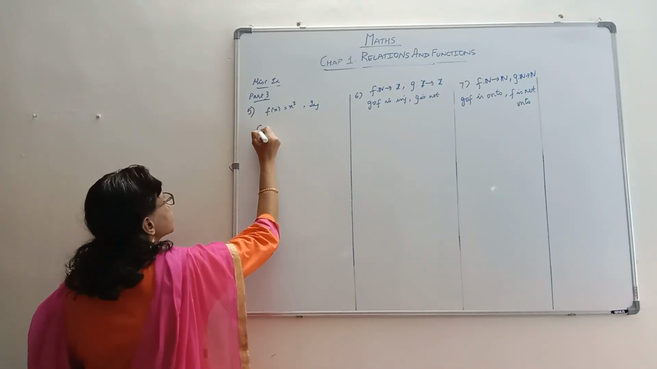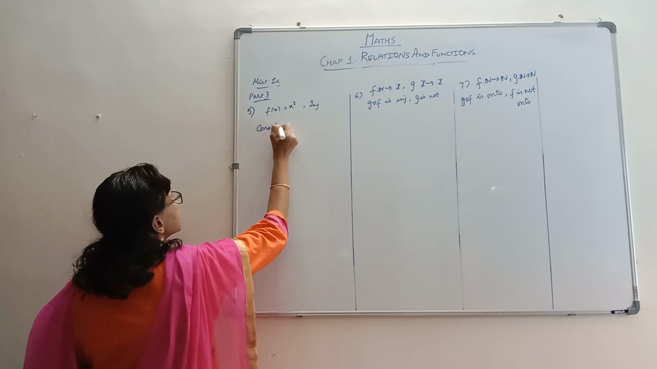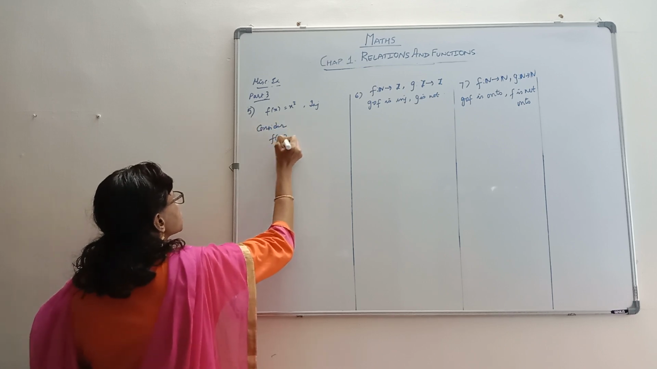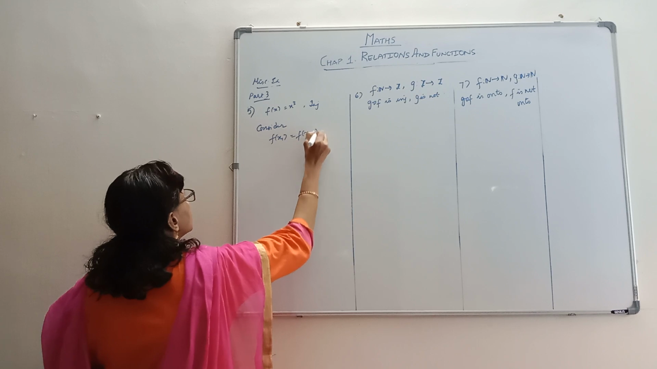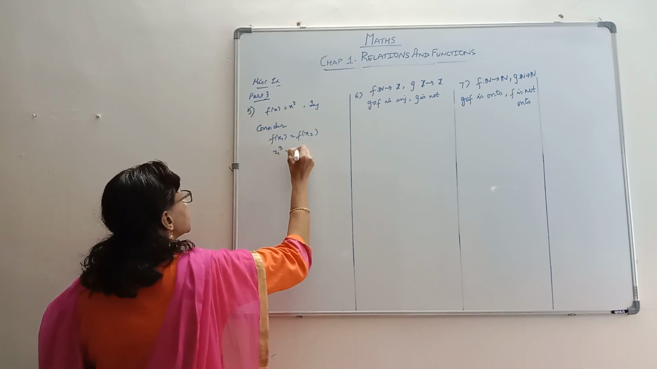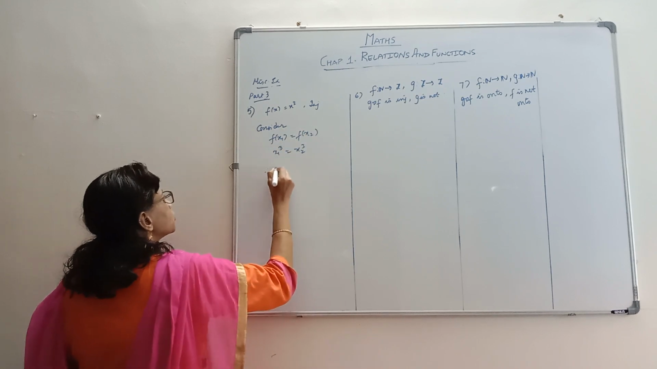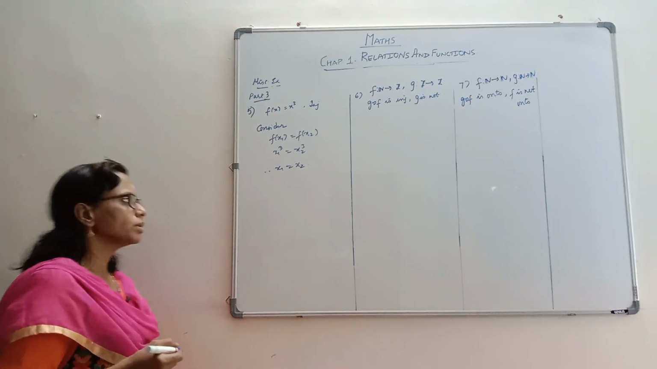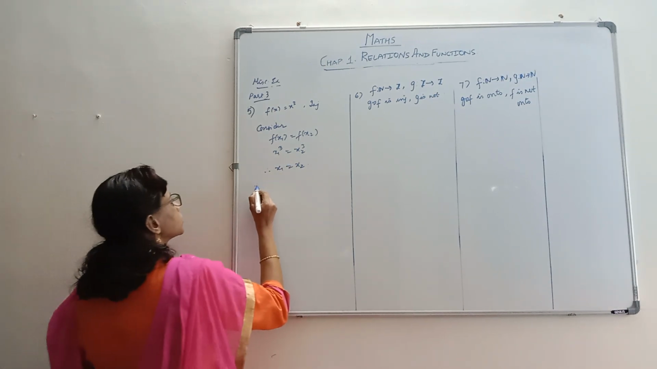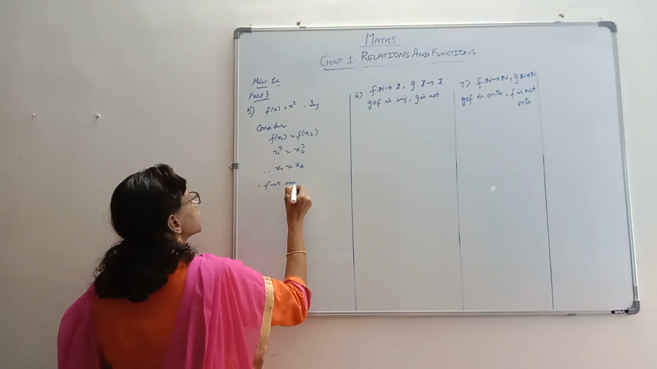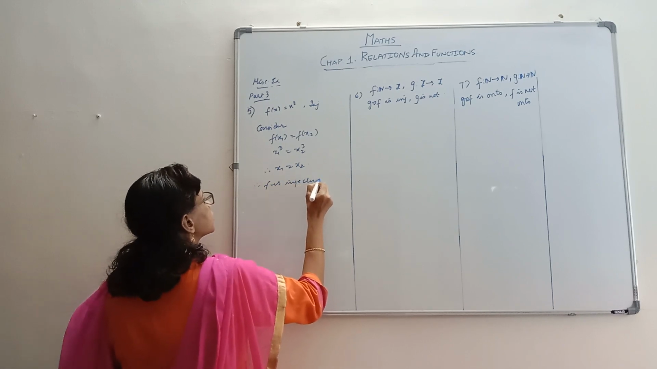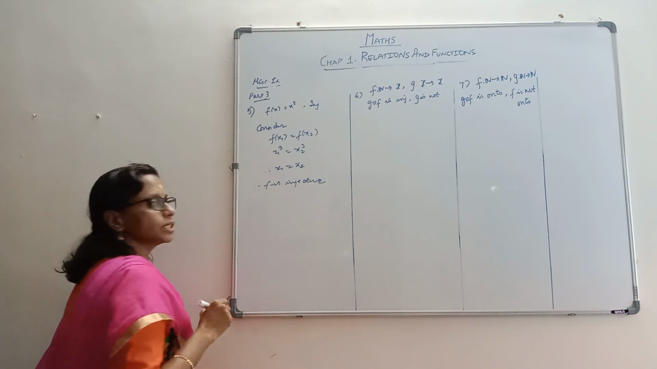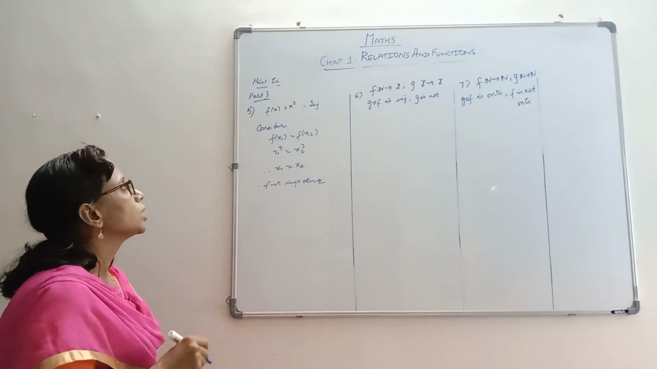So let's consider f of x1 equal to f of x2. So we'll have x1 cube equal to x2 cube. We'll take the cube roots on both sides. So that way x1 will become equal to x2. So therefore f is injective. That's about it, and that's how we show that f is injective.